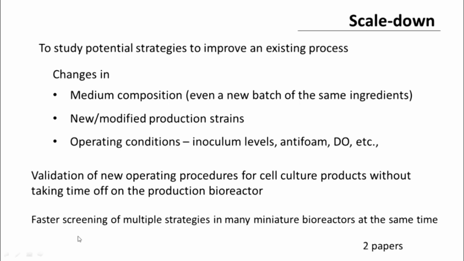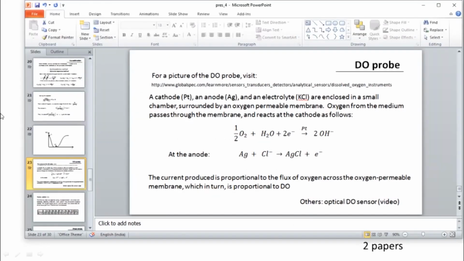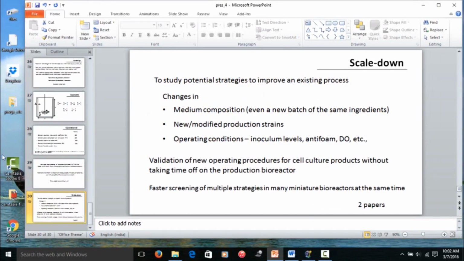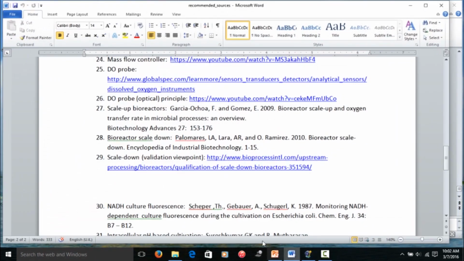There are two papers here that I would like to point out. These are given in your reference document. Number 27 is on scale up. This we talked about, Garcia-Ochoa. 28 is on bioreactor scale down, Palomares, Lara and Octavio Ramirez, 2010, Bioreactor Scale Down in the Encyclopedia of Industrial Biotechnology. And the validation viewpoint in scale down has been given in this website. You can go and check out this website.